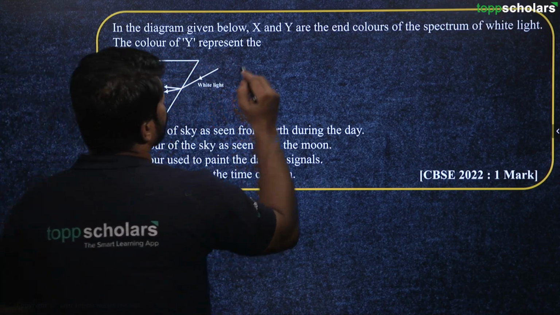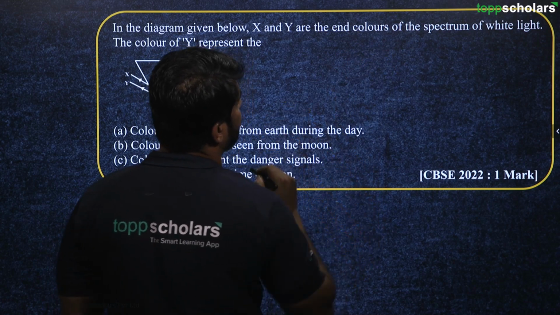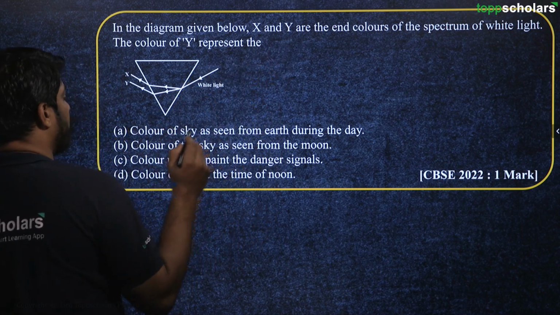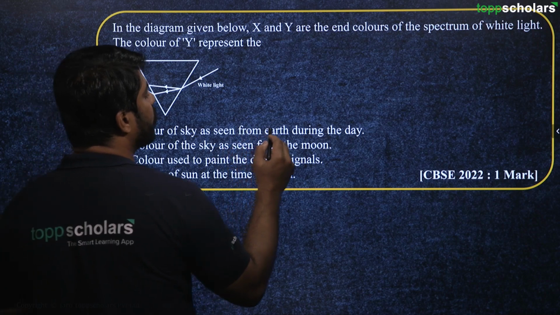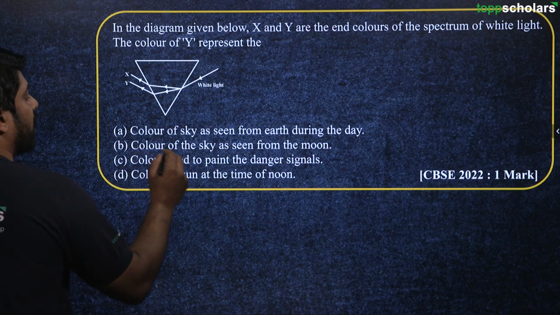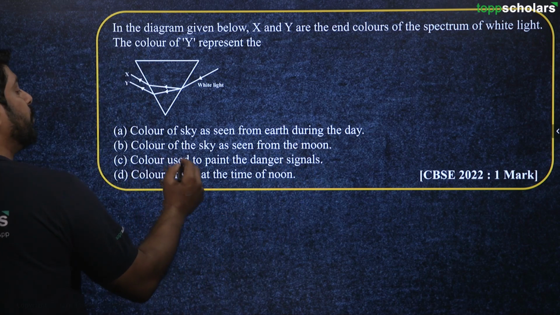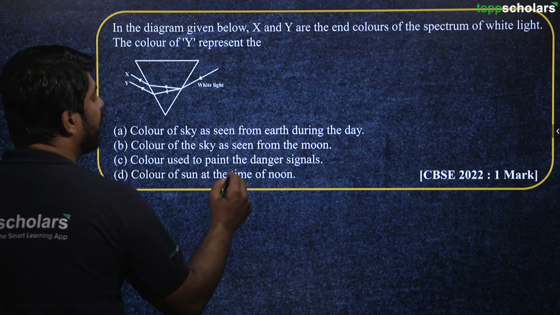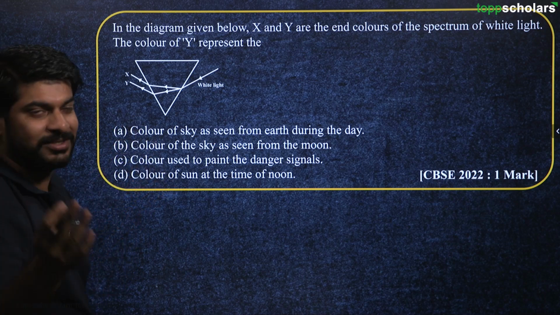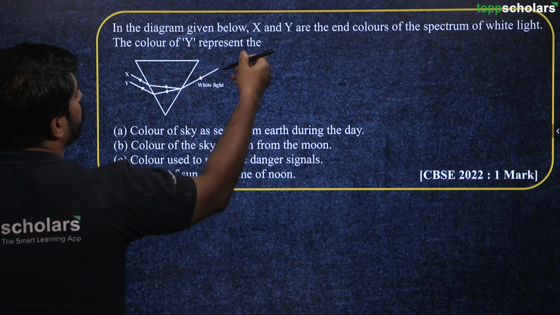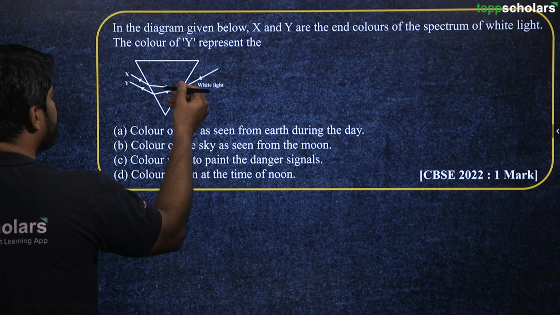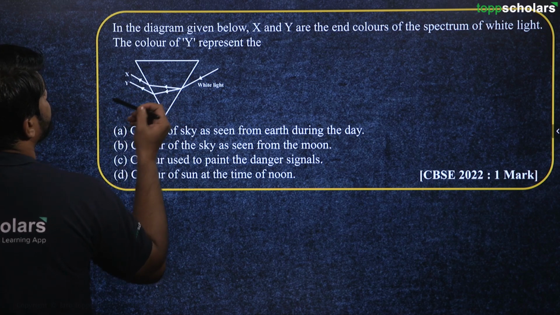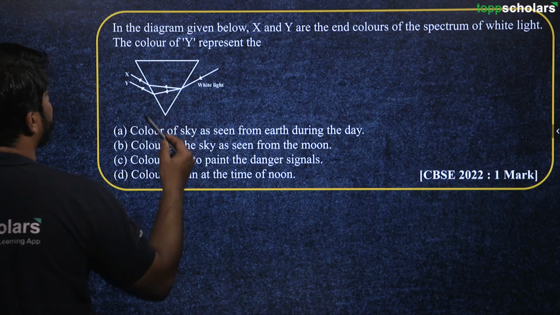In the diagram given below, X and Y are the end colors of the spectrum of the white light. The color of Y represents what? So options are color of the sky as seen from Earth during the day, then color of the sky as seen from the moon, color used to paint the danger signals, then color of sun at the time of noon. So we have already discussed this question, but still let's discuss it again. So we have a white light, then after refraction through the prism it has dispersed, and you can see we have one ray and another ray, Y and X. Y has bent less and X has bent more.